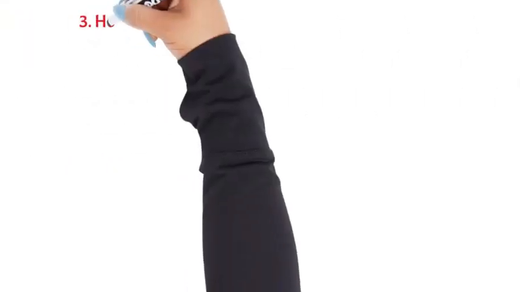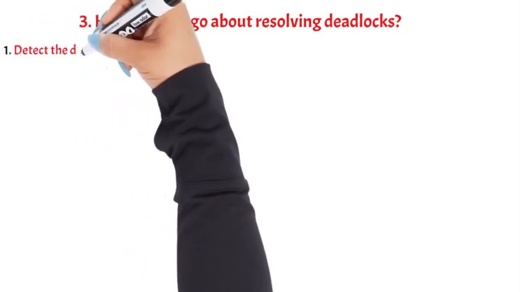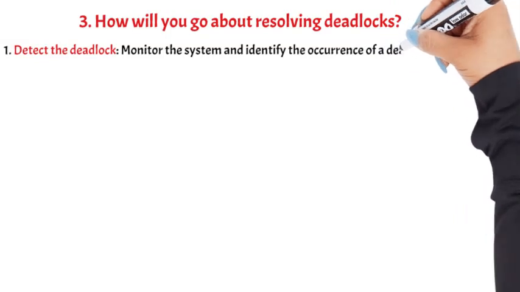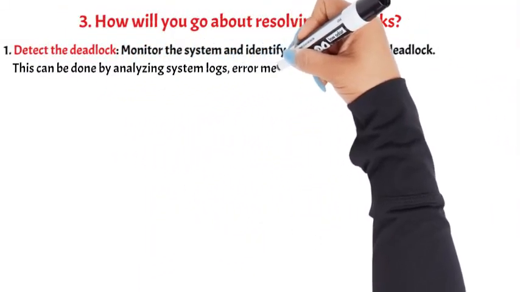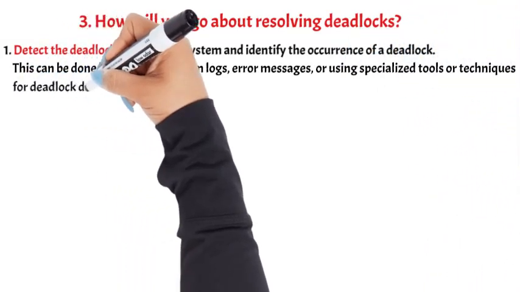3. How will you go about resolving deadlocks? 1. Detect the deadlock. Monitor the system and identify the occurrence of a deadlock. This can be done by analyzing system logs, error messages, or using specialized tools or techniques for deadlock detection.